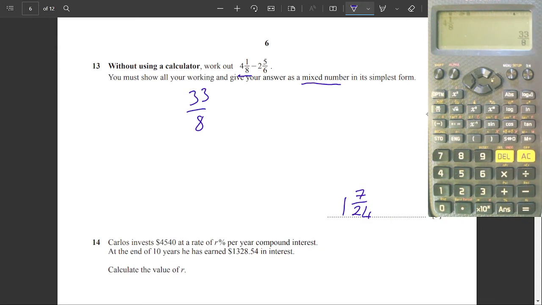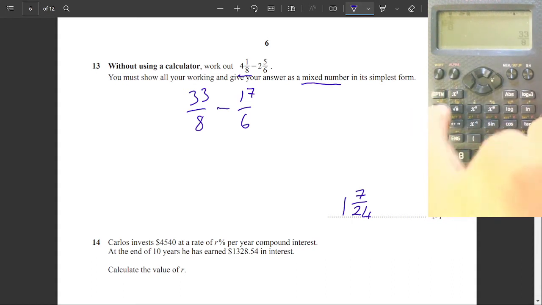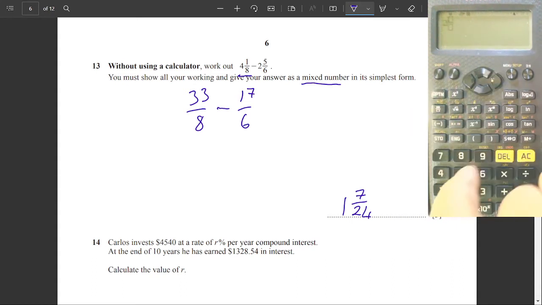Anyway, next one, minus 2 and 5 over 6. 2 times 6 is 12, plus 5 is 17 over 6. Again, in case you get a blank in the exam, the calculator can tell that to you. Nobody's checking, right?